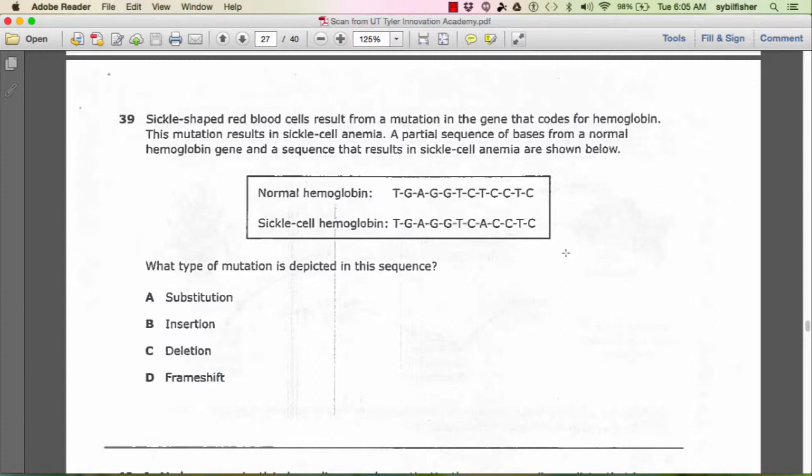The first one says normal hemoglobin, the second sickle cell hemoglobin. What type of mutation is depicted in this sequence? A. Substitution, B. Insertion, C. Deletion, or D. Frame shift.